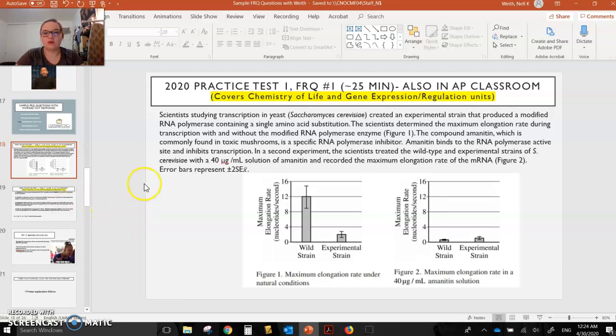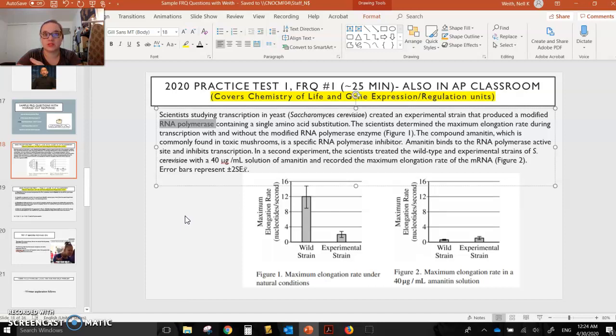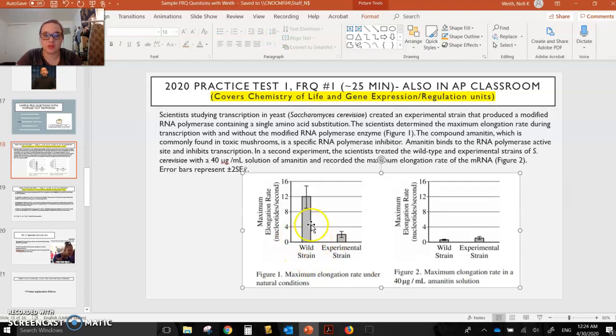Okay, so we're talking about RNA polymerase. Remember that that's the enzyme that converts the message of DNA into RNA. It's reading the DNA code and assembling the RNA nucleotides together to make our mRNA message. They first did normal RNA polymerase here in figure 1, and it has a maximum elongation rate of about 12 nucleotides per second, or 12 bases a second.